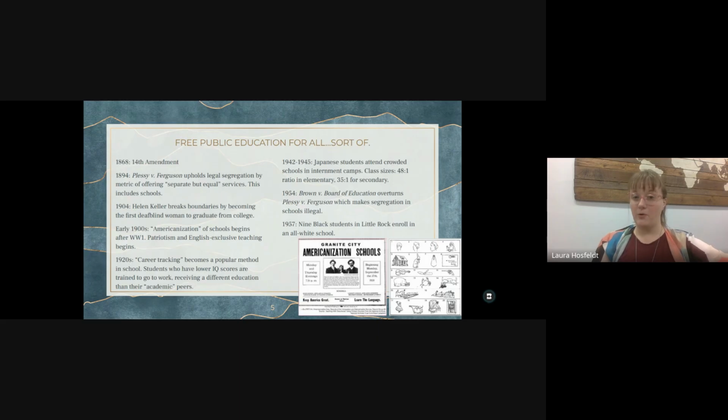In 1954, Brown versus Board of Education overturns Plessy v. Ferguson, which then makes segregation in schools illegal, which leads to a very contentious time period in American history. Now, you would think that we would have been with it enough to go, oh, great, we're finally functioning. Unfortunately, we don't. And in 1957, 9 Black students in Little Rock enroll in an all-white school.